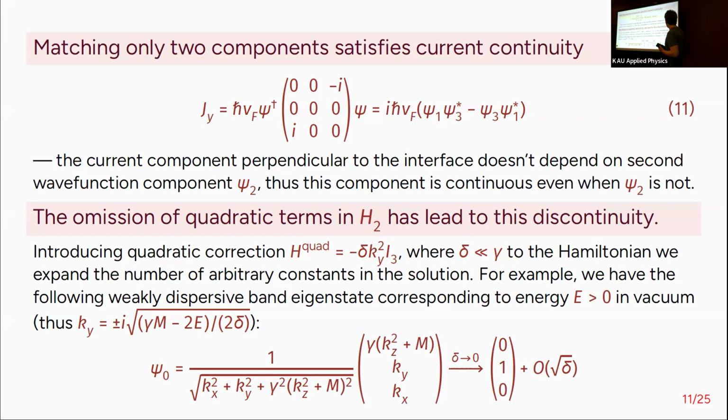And furthermore, if we look at states of the weakly dispersive band, which with non-zero delta is weakly dispersive, with zero delta it is flat, which corresponds to non-zero energy, we see that these states go to the very same component that is discontinuous if we take the limit delta goes to zero. So it explains why this component is discontinuous, because we lost additional states which made it continuous.